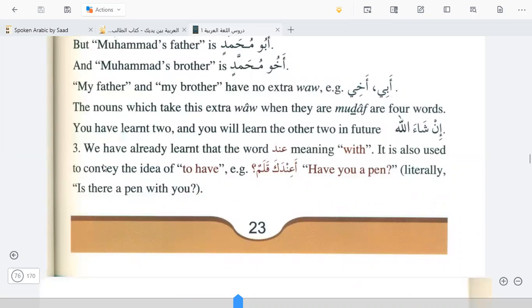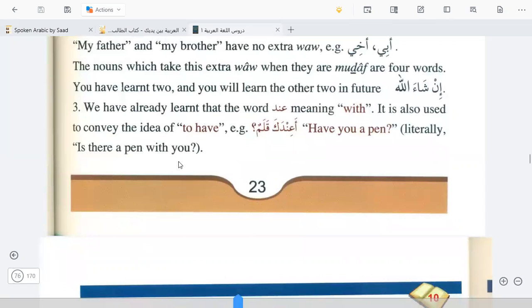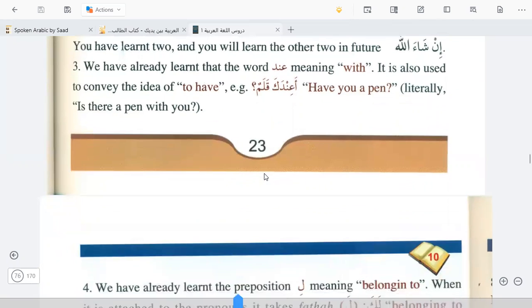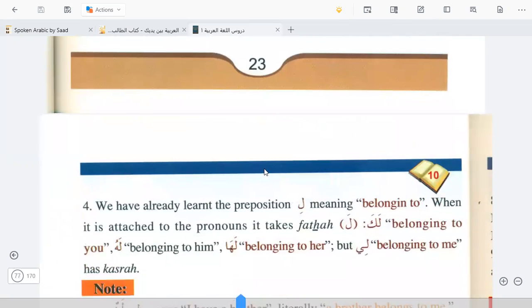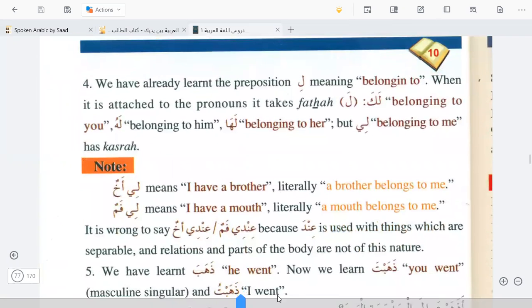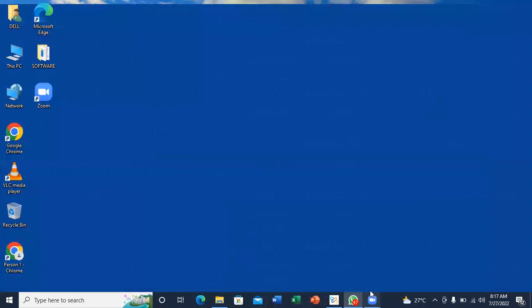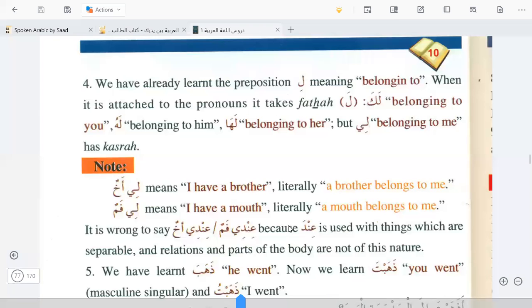Point number three of this chapter is, we have already learned that the word inda means with. It is also used to convey the idea of to have. For example, a indaka qalamun. A indaka qalamun, that means do you have a pen? Literally, is there a pen with you? Understand? Yes, sir. Okay. See the next point.